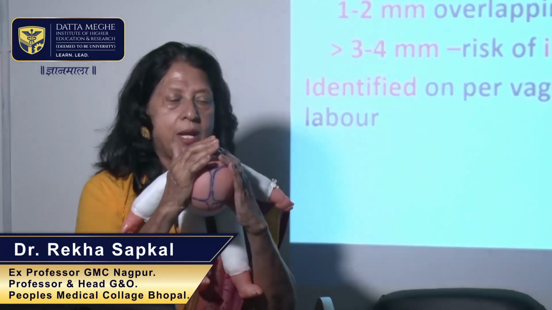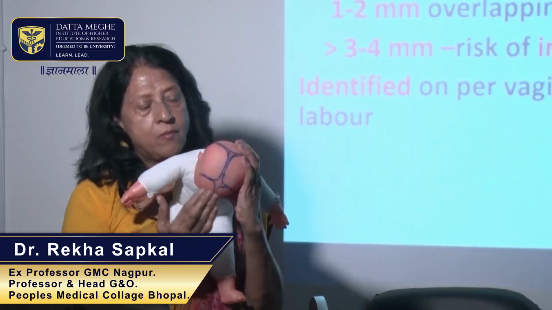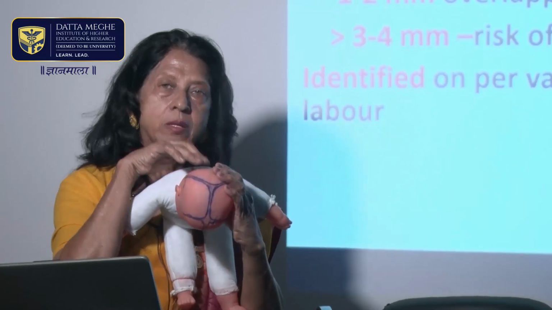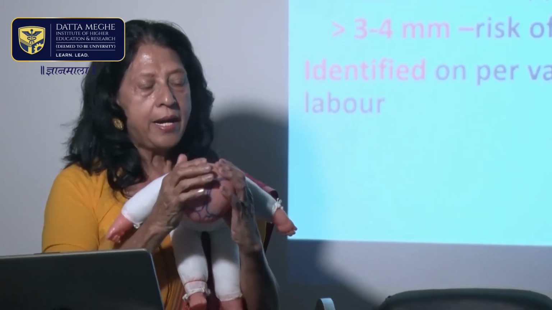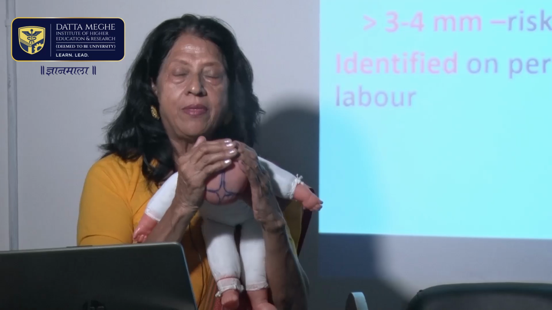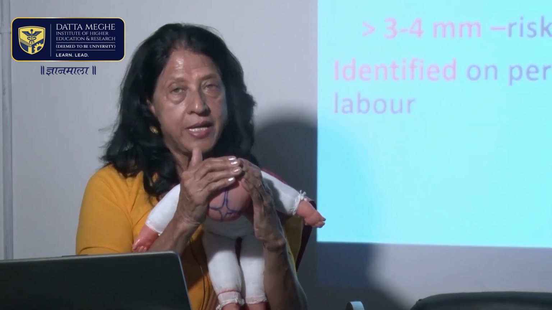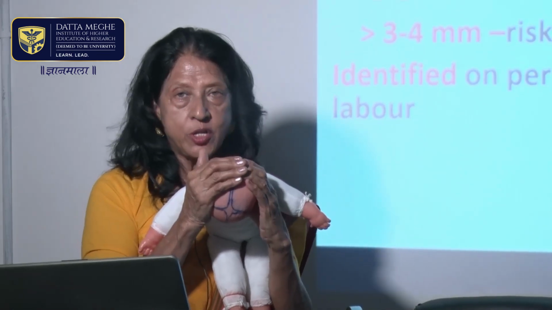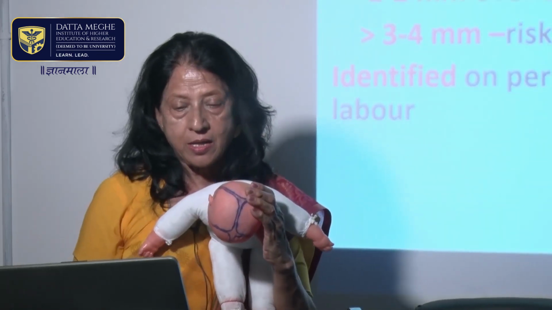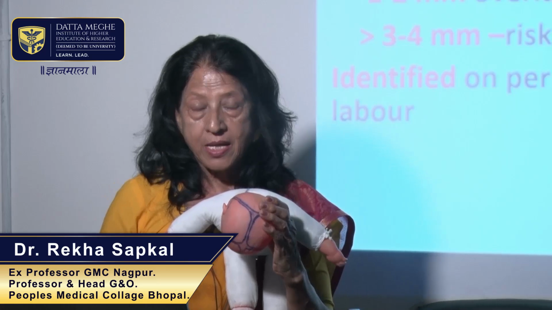So, what happens in the molding? There is overlapping of parietal, frontal bones go below parietal, occipital bone goes below parietal and there is an overlapping. More than 3 or 4 millimeter overlapping will cause what? Intracranial hemorrhage. The compression is too much. That is why it is a bad sign, an ominous sign.